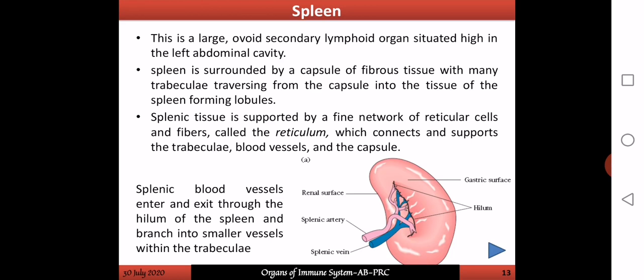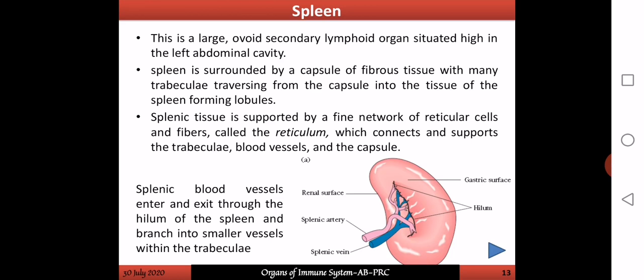So spleen is the major organ which filters blood. This is the secondary organ which is located in the left abdominal cavity, in the upper position of the left abdominal cavity, right? And just like in the thymus, this organ is also surrounded by a capsule. There are trabeculae to divide it into lobules, and also there is a network of tissues which support the morphological structure of the spleen, called the reticulum.